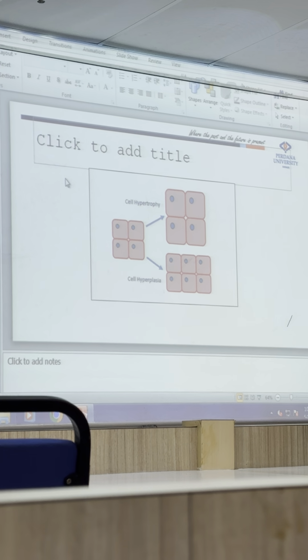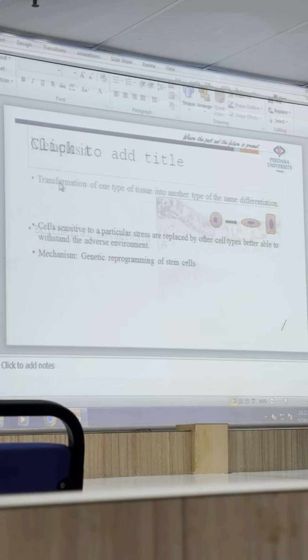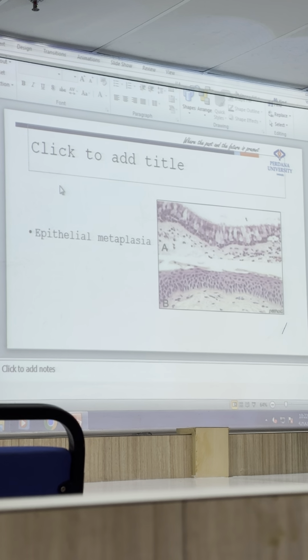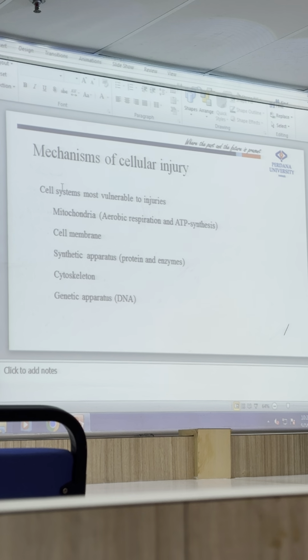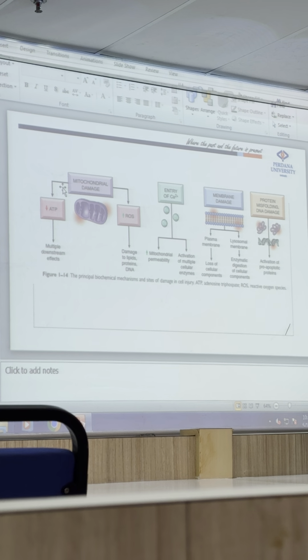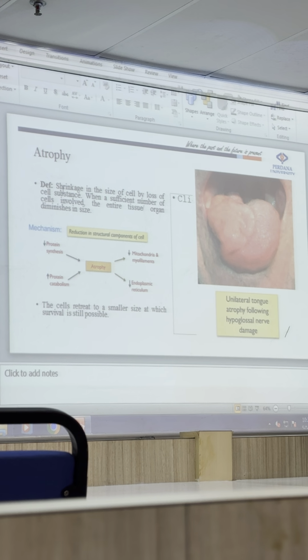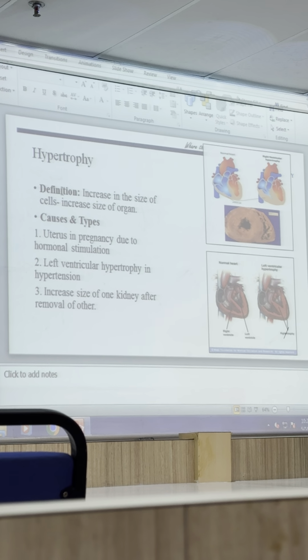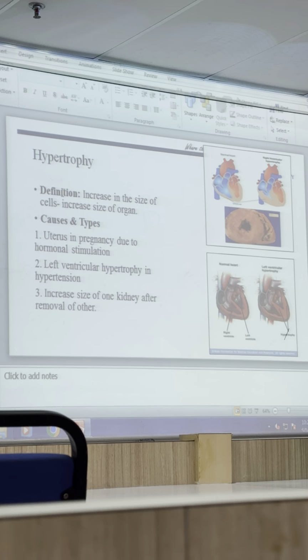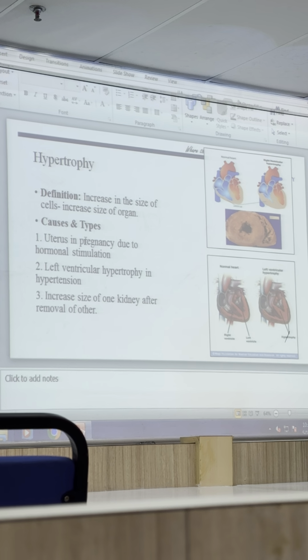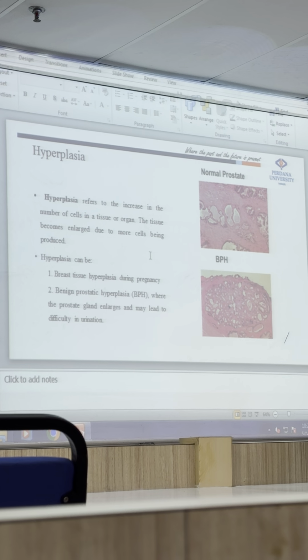So you need to know the definition and maybe one example. One example of hypertrophy, of adaptation: the uterus in pregnancy, showing hypertrophy and hyperplasia, and breast tissue hyperplasia.